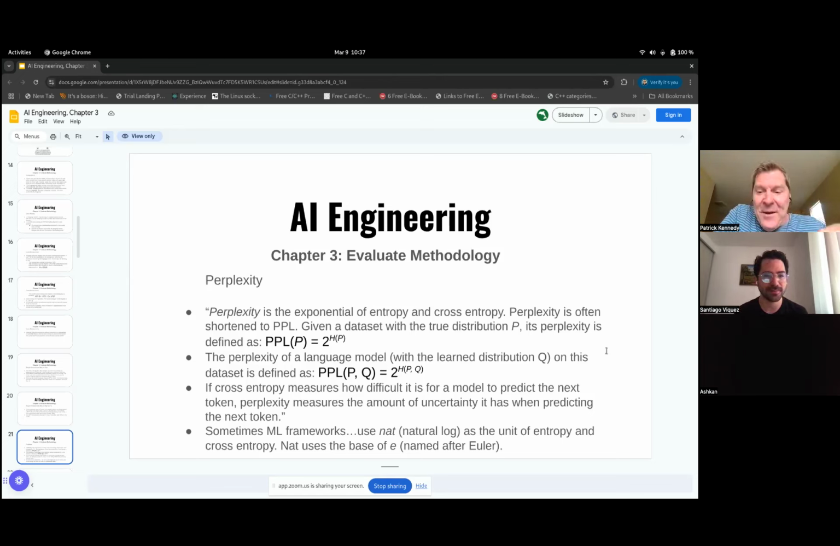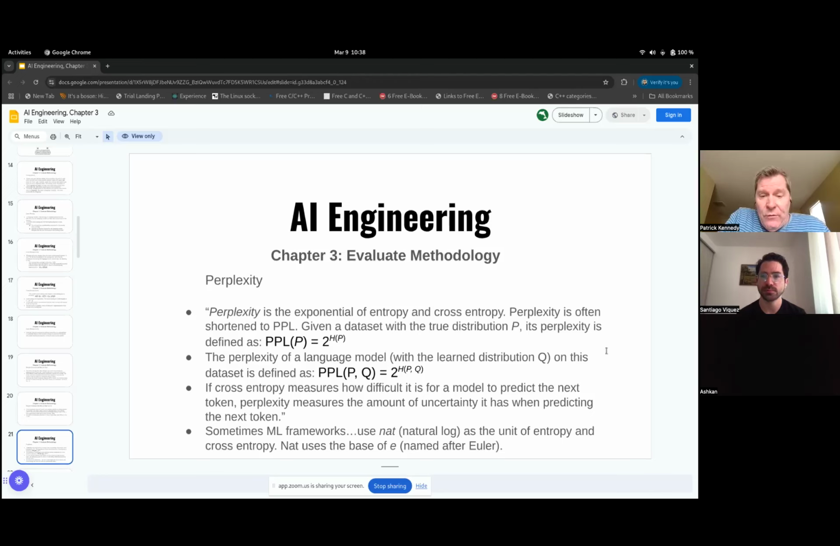I'm already forgetting. So anyway, with the second one, PPL(P, Q), we're comparing two sets. With the first one we got a type of perplexity with only P, and here you got a perplexity using two sets. That's very interesting. If cross entropy measures how difficult it is for a language model to predict the next token, perplexity measures the amount of uncertainty it has when predicting the next token. Oh, okay. That makes sense.